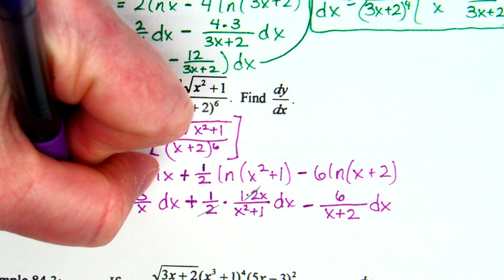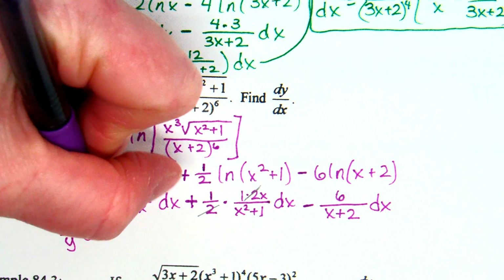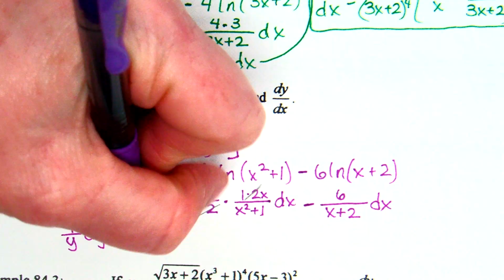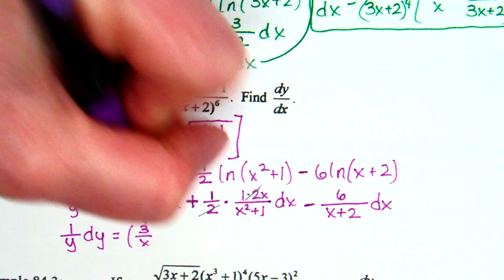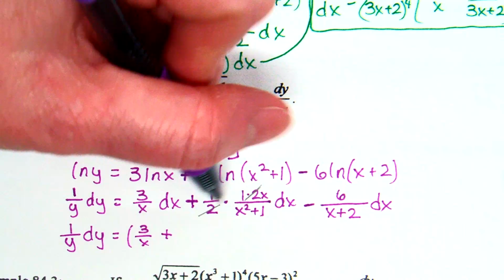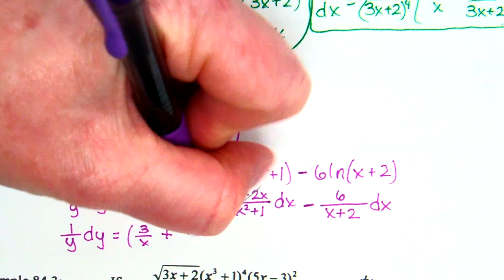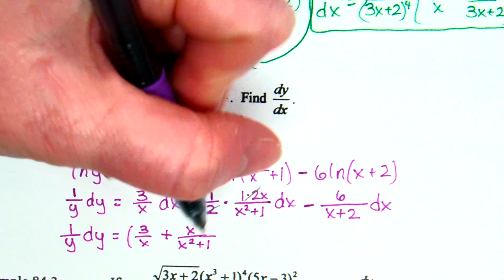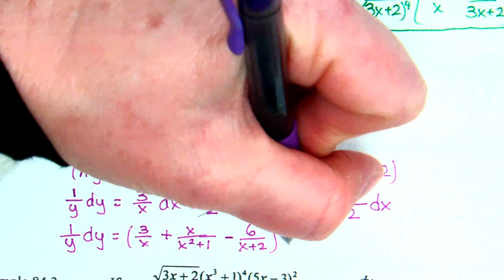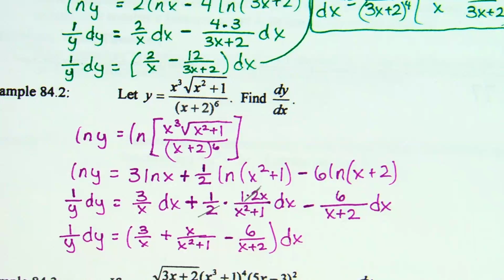So if I write it as 1 over y dy for the moment, and I take my right and just factor out that dx, that means I still have a 3 over x plus, my 2's cancel, I just have x over x squared plus 1 minus the 6 over x plus 2, and then times dx.